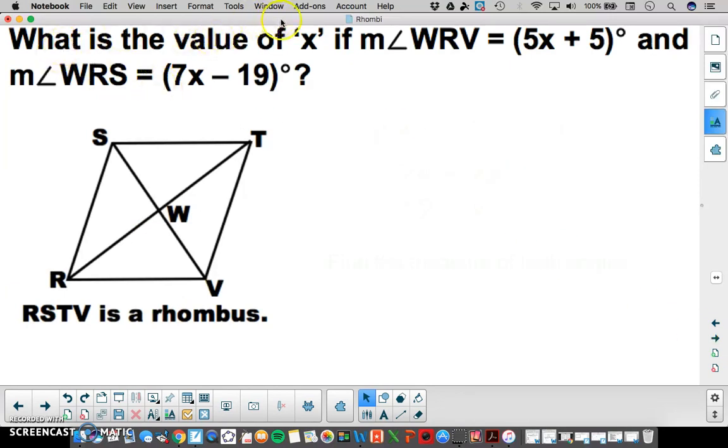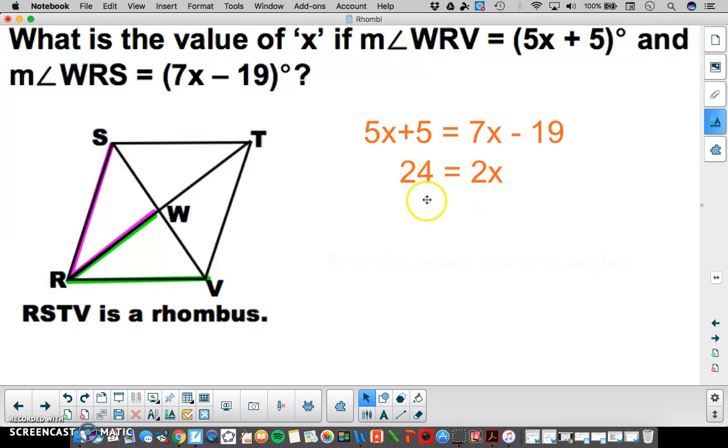Here we have, what is the value of x if the measure of angle WRV is this angle here, and WRS is 7x minus 19. So WRS is this pink angle. Because we know the diagonals bisect each angle, we know that these 2 angles have to be congruent. Therefore, we will set 5x plus 5 equal to 7x minus 19, and then solve for x. We'll subtract 5x from both sides and add 19 to get 2x equals 24. Then divide by 2 to get x equals 12.